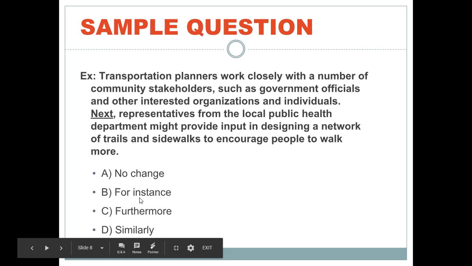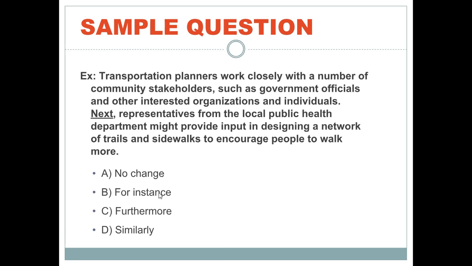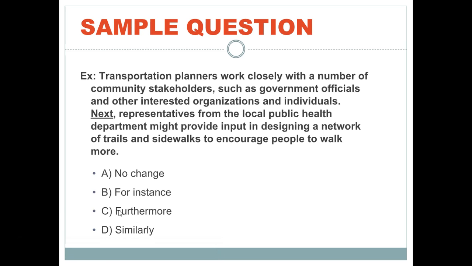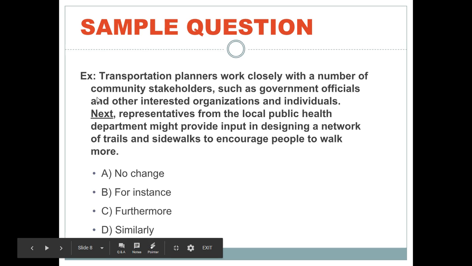Well, first, let's go down here and try my strategy of seeing whether any of these fall in the same category. For instance, that's specificity. Next, well, that's chronology. Furthermore, that's positive, and similarly is positive. So right off the bat, we can eliminate C and D. The SAT will not make us choose between 2 positive words. Neither one will ever be, quote-unquote, better than another. So let's get rid of those. So it's either A or B.